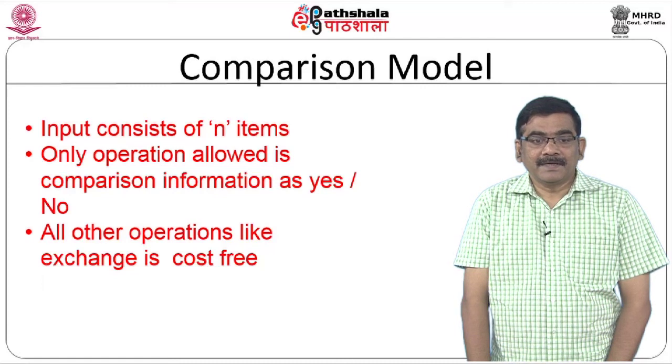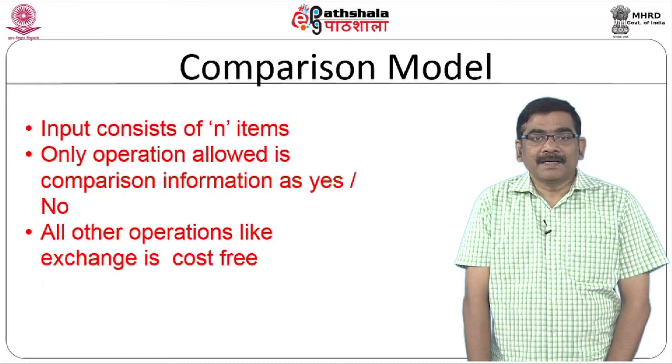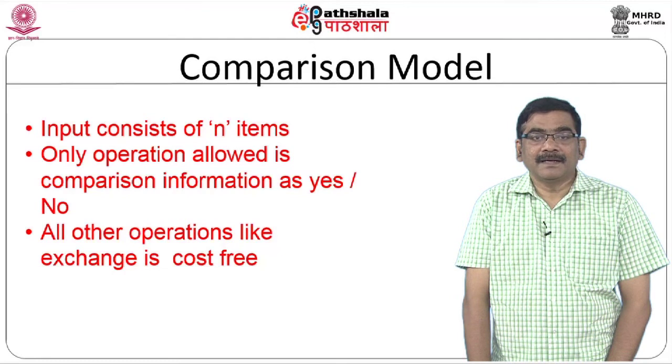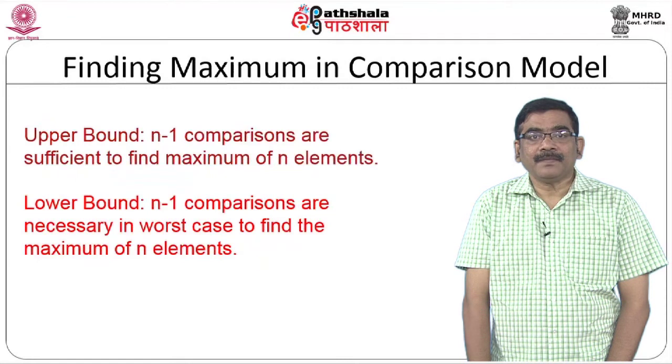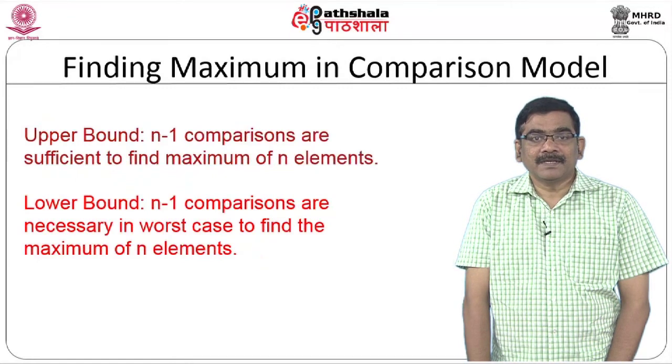As in the previous case, we can say that comparisons have a cost, while all other things like exchange are cost-free operations. Let us take one simple example of finding the maximum in the comparison model. Suppose n items are there, how many minimum comparisons and maximum comparisons are required?